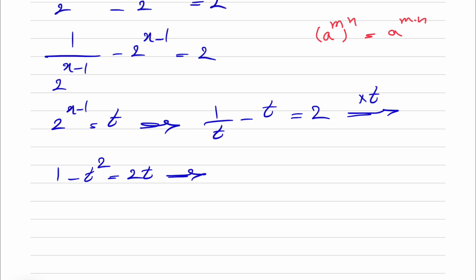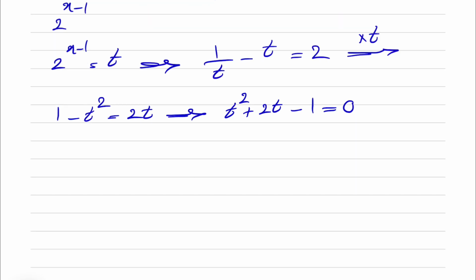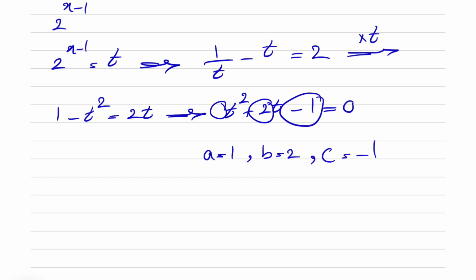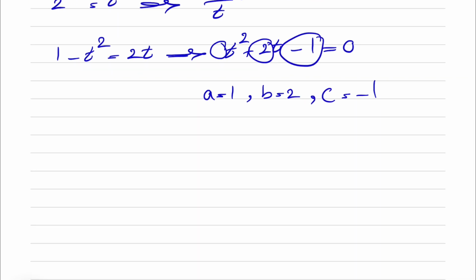And if we bring everything to the right side of the equation, so minus t squared will be t squared plus 2t, and plus 1 is going to go on the other side. It will turn into minus 1. So now we have a quadratic equation where our a is 1, our b is 2, and our c is minus 1. So we can use our quadratic formula.